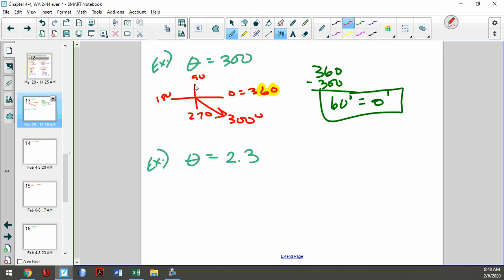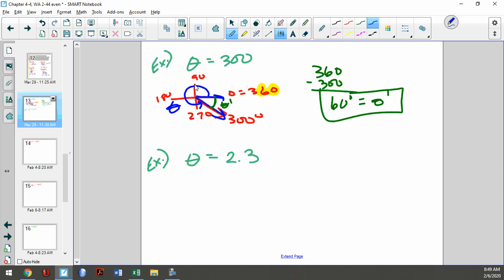So how do I graph them? This going around is theta. Does everybody see that? Theta prime is the little slice right here that is only 60 degrees. Okay?